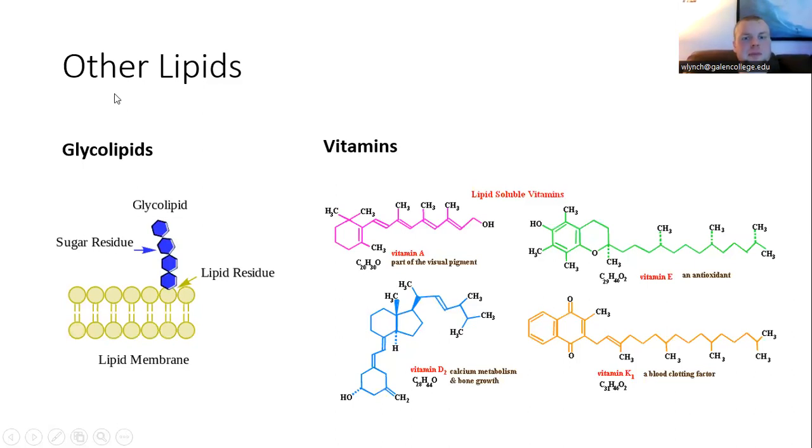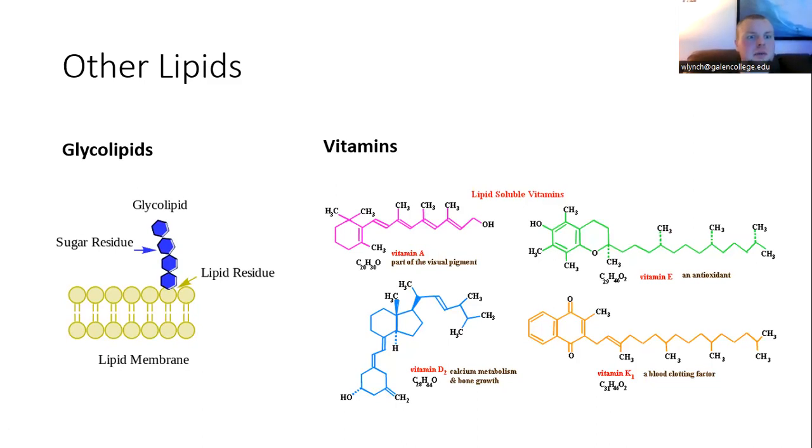Some other lipids in nature. We have several vitamins which are lipid-based. Vitamin A, vitamin E, vitamin D, and vitamin K. These are fat-soluble vitamins, so therefore we can store them within fat in the body.